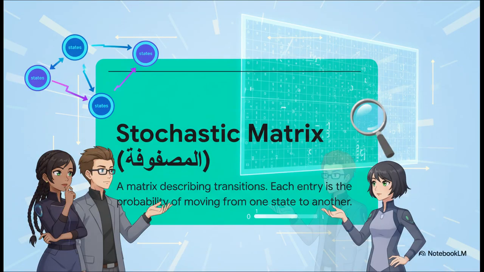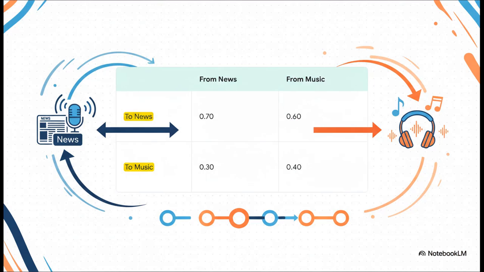Next, we have the engine of our model, the stochastic matrix. You can think of this thing as the rule book. Each and every number inside this matrix tells you the exact probability of moving from one state to another. And because they're probabilities, every number is going to be between 0 and 1. And, this is key, each row has to add up to exactly 1 because that accounts for all the possible outcomes.